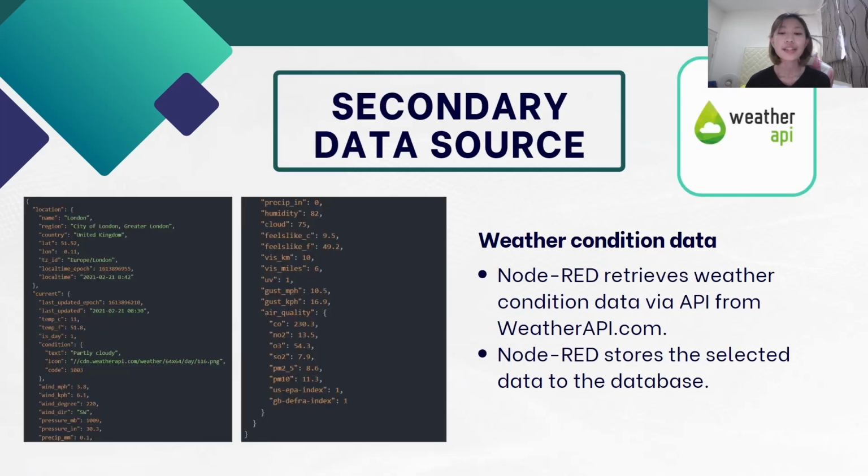For the secondary data source, we utilize weatherapi.com to obtain weather condition data. Initially, Node-RED retrieves weather condition data via API from weatherapi.com. After that, it stores the selected data, including temperature, precipitation, and humidity of each hour, into the database.